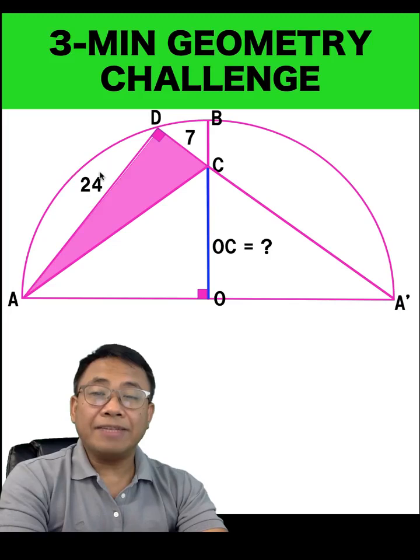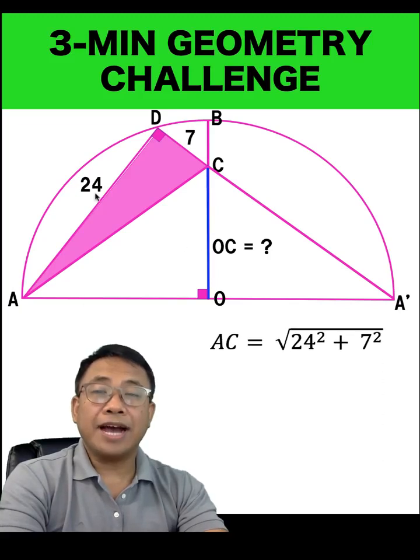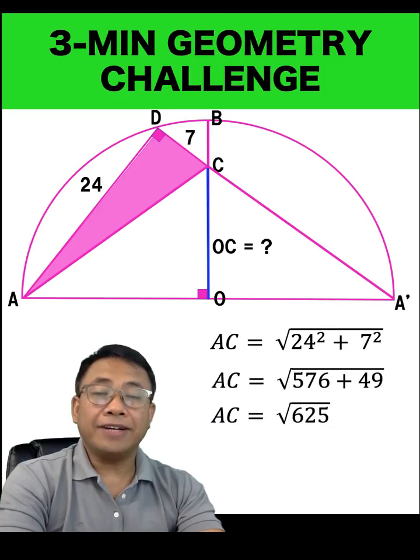We know that the length of this leg is 24 units and the length of this leg here is 7 units. And since the triangle is a right triangle, we can now find the length of segment AC, which is equal to the square root of the sum of the squares of the two legs measuring 24 and 7. So computing for AC, we found that AC is equal to positive 25.